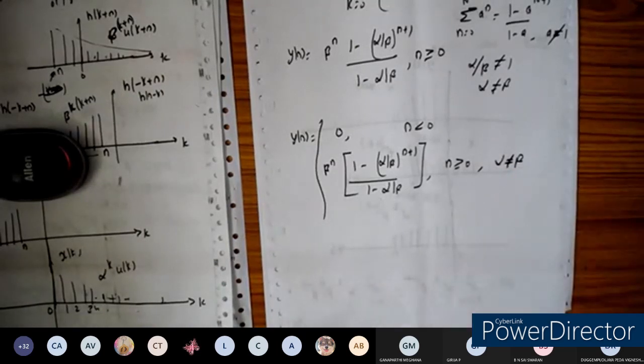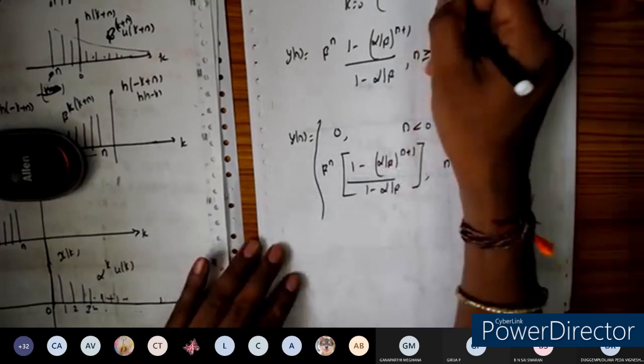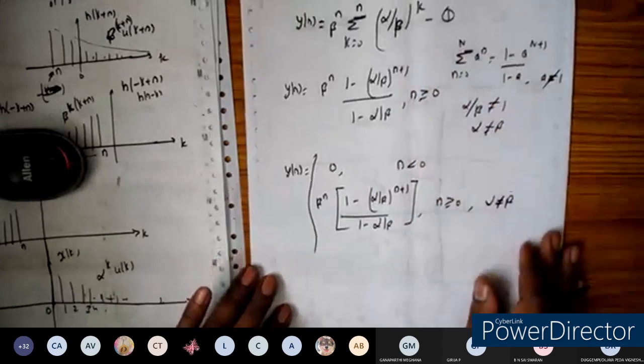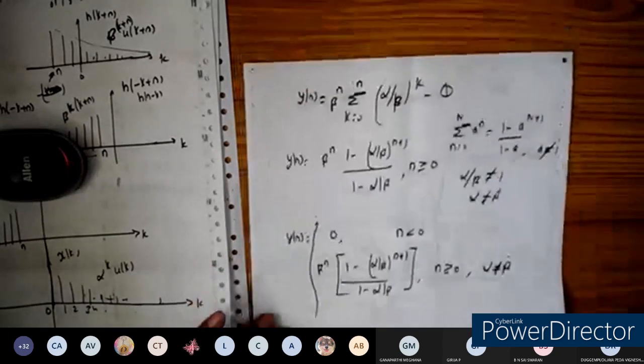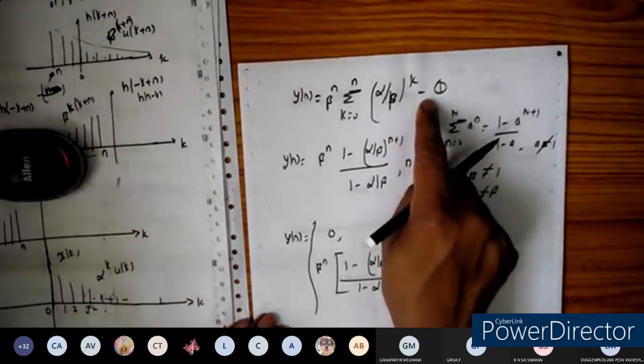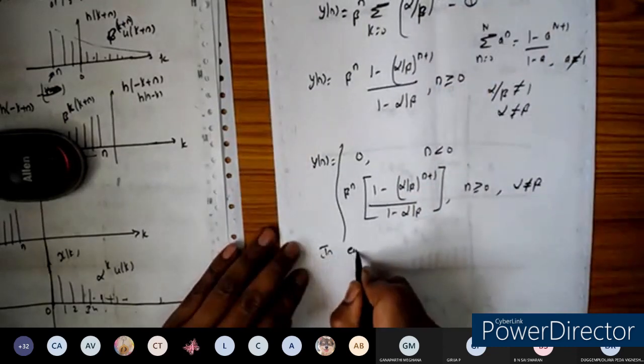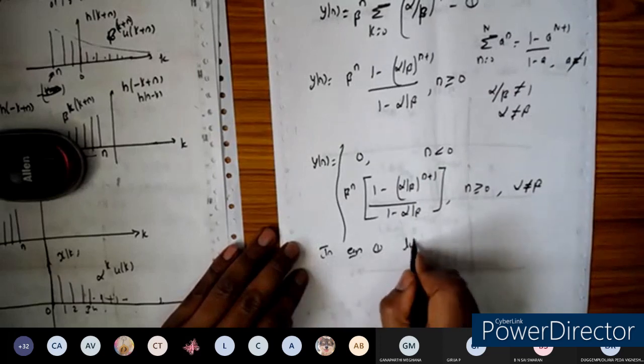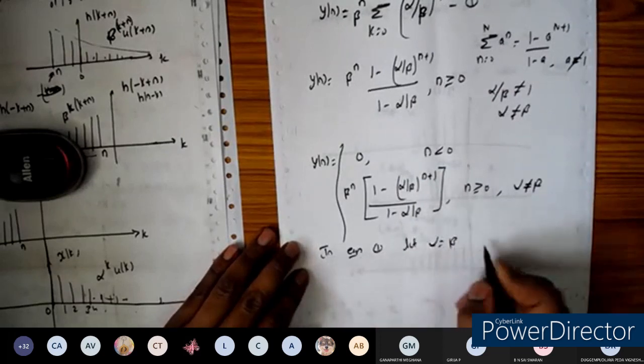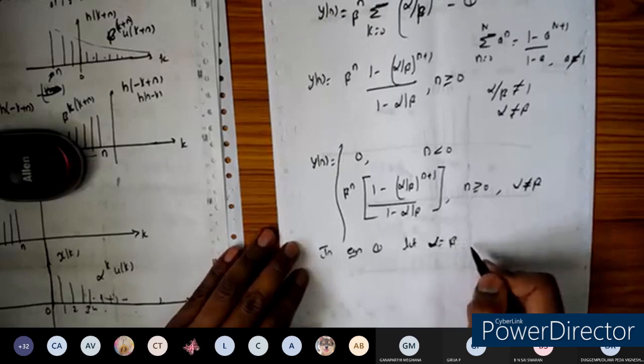Okay, if alpha is equal to beta, let us see what condition we get here. Let us call this equation number 1. So in equation 1, let us substitute alpha is equal to beta.